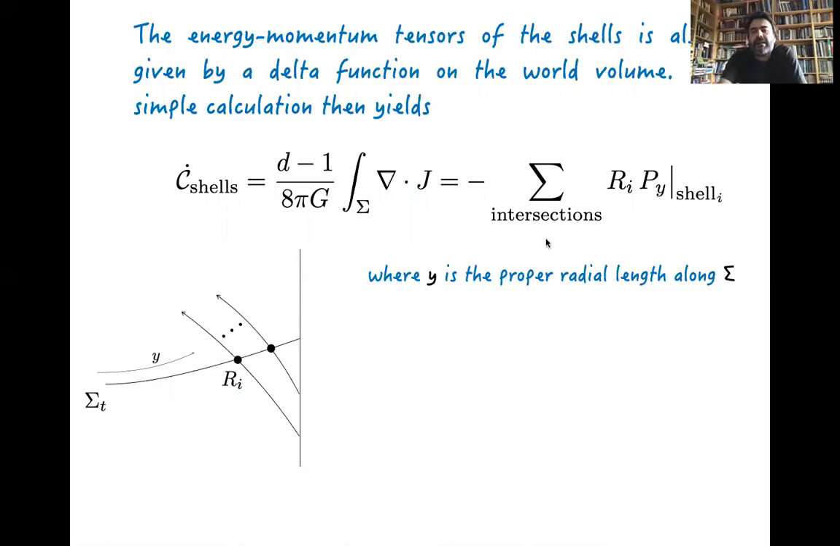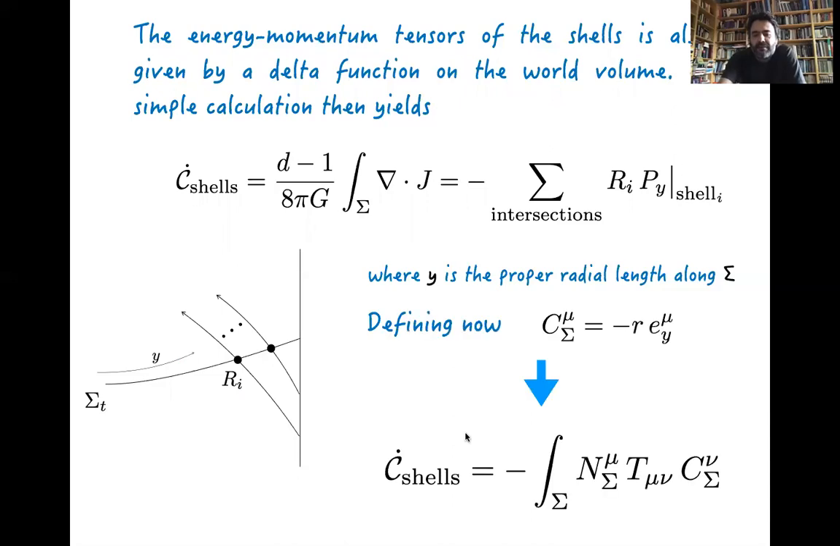Okay? And on the other hand, the energy momentum tensor itself of the shells is a delta function of the world volume, right? So I can just integrate also, evaluate this integral, right, over the whole shell or the whole extremal surface, and it's also localized on the same places, right?